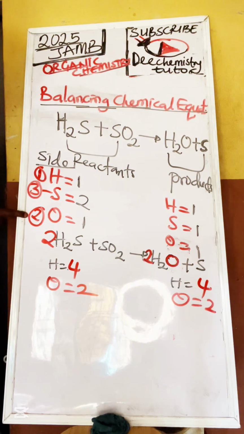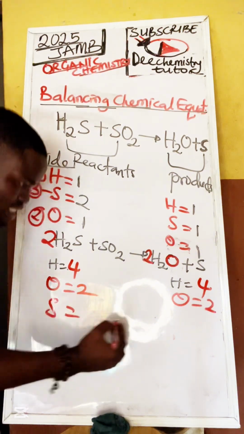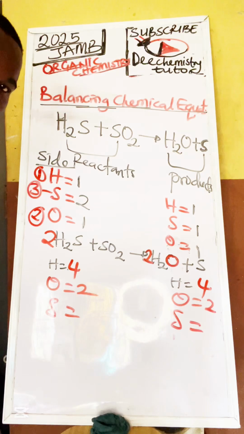I'm done with the second one. Then what is the last one? Sulfur. That's the way to balance. That means sulfur is the last. Sulfur is the last. Now look at it.